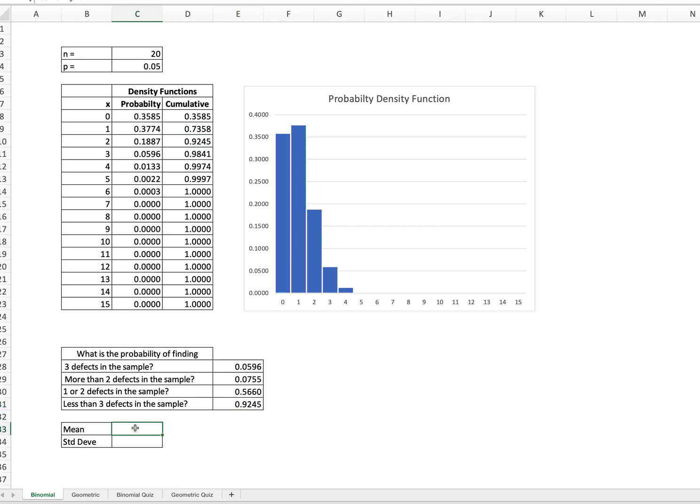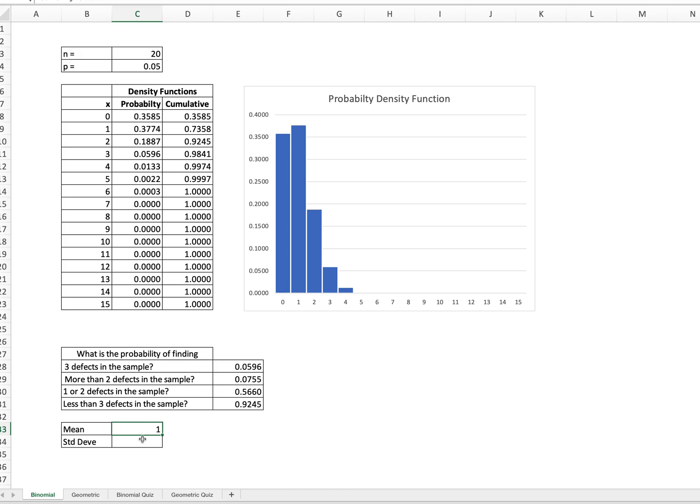What's the mean? It's equal to n times p. What's n times p? I get 1. Ooh, that's not good. Let me make that into decimals. To 4 decimal places, it's 1. Oh, I'm sorry, it comes out to exactly 1. I expect to find exactly 1 defect. The mean is 1 defect. Sorry, at 5% defect on 20, it's np.